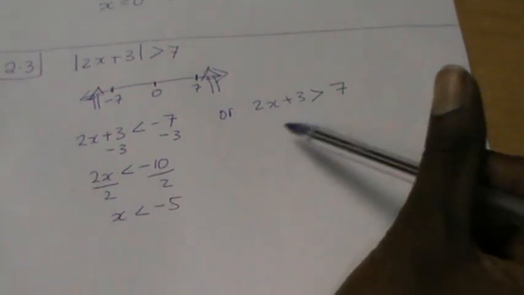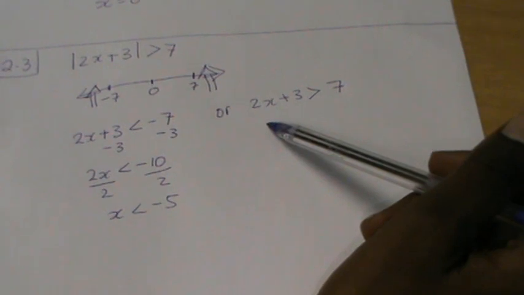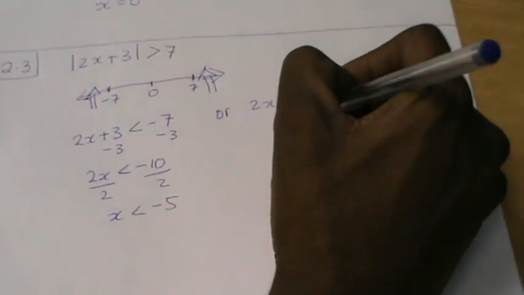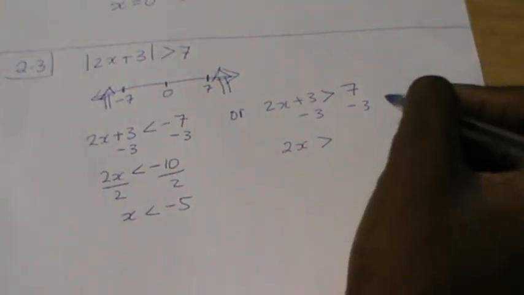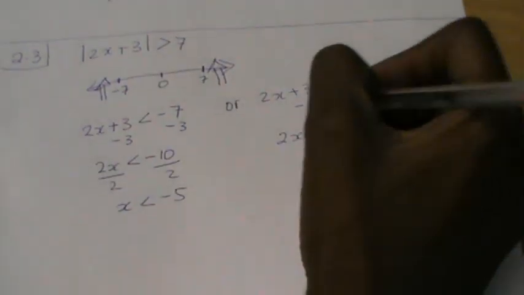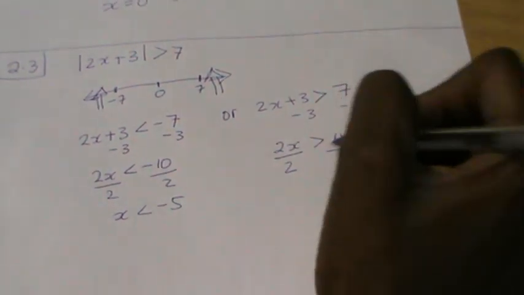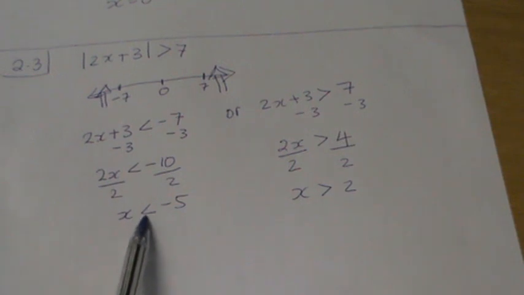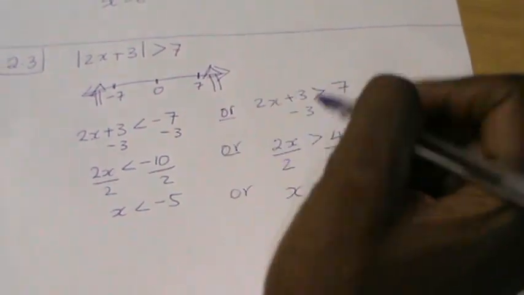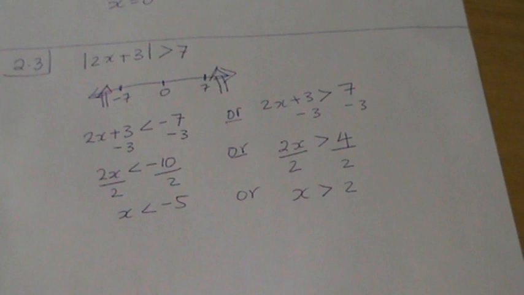And then the second one, I do the same thing. I want x alone, so everything without x on the other side. So I will subtract 3, subtract 3. Then I have 2x is greater than 7 minus 3. This is 4. And then again, I divide by 2 on both sides. And because I'm dividing by positive 2, you will see that my sign does not change direction. Okay. So I have my two solutions. X is less than minus 5, or, because I'm carrying this or down, x is greater than positive 2. So I can represent this on a number line.